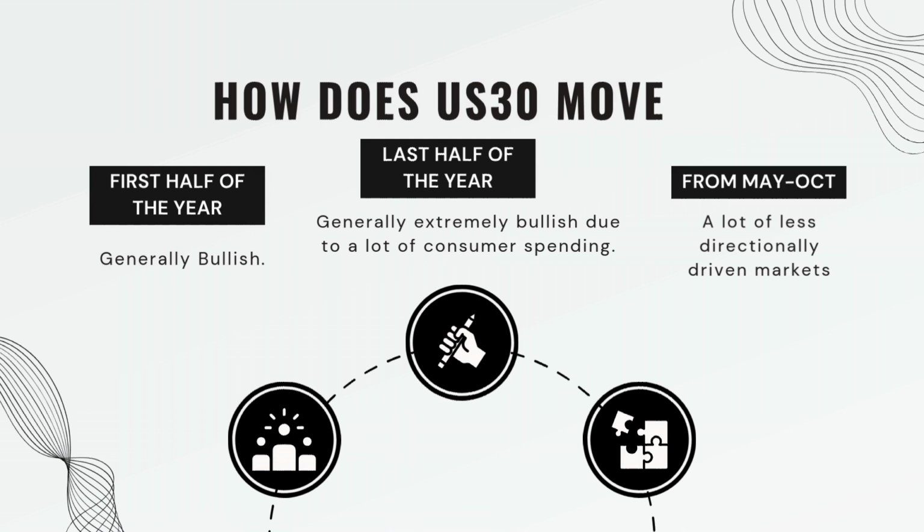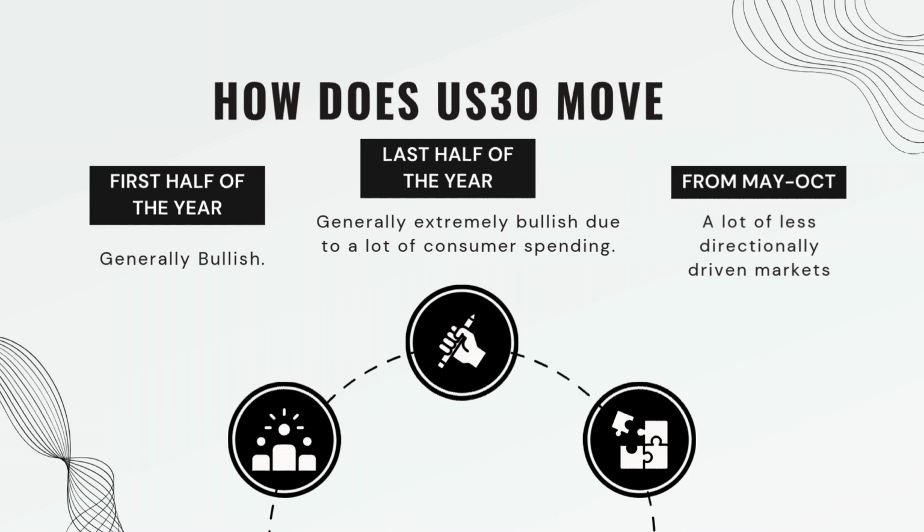Now, the first half of the year, which begins from January to May, is generally bullish, and that is a very good time to take trades. So if you are a US30 trader, then you should look to take trades from January to May.